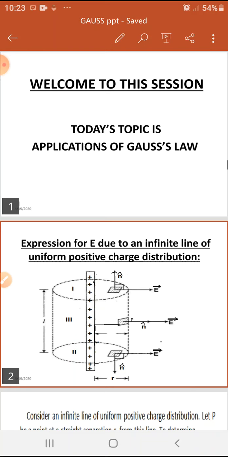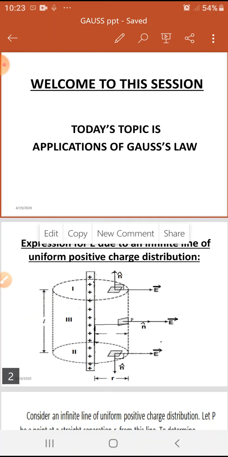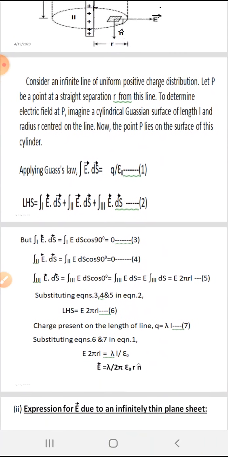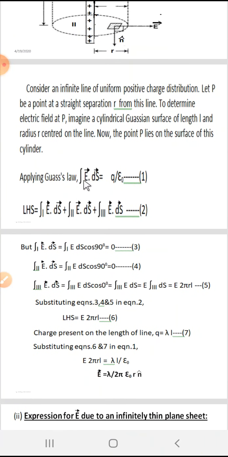Today I'm going to explain applications of Gauss's law. In the last Zoom class, we completed Gauss's law statement and its mathematical expression, which is the closed integral of vector E dot vector ds equal to q by epsilon 0.